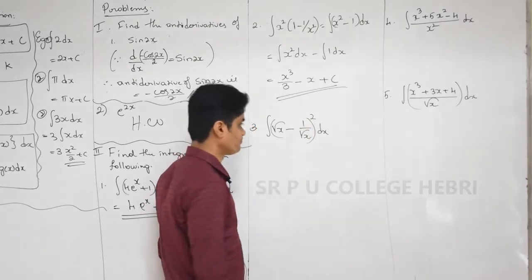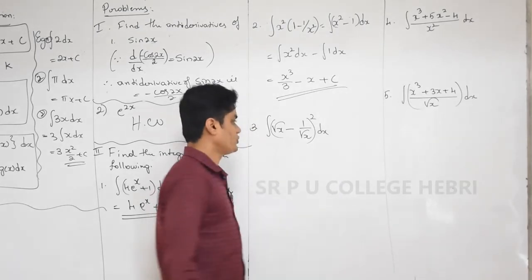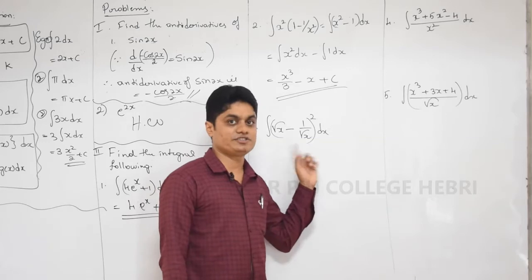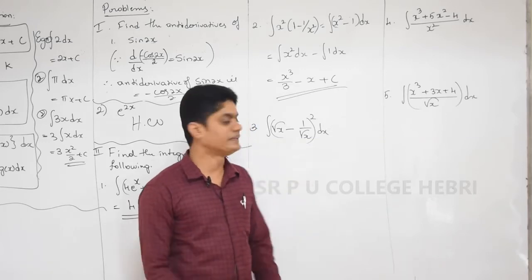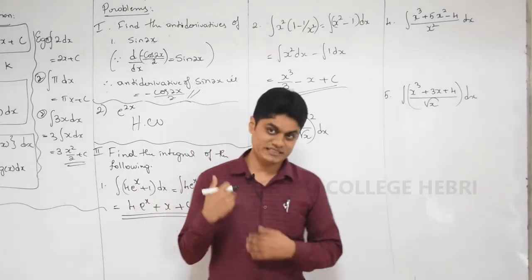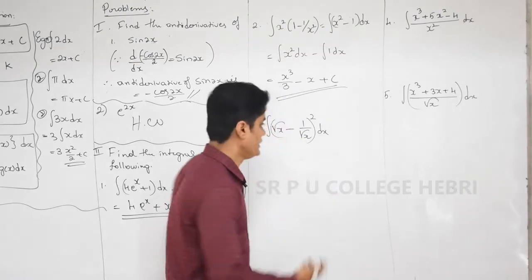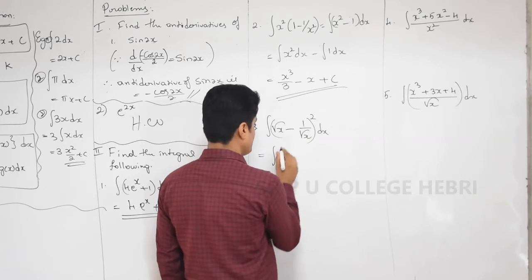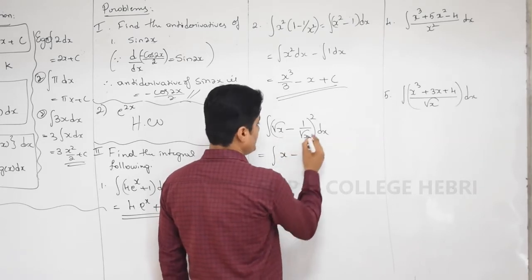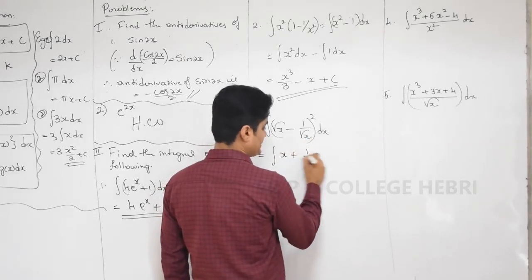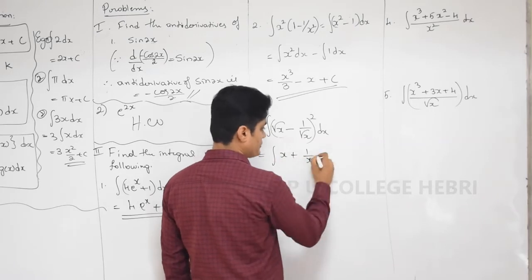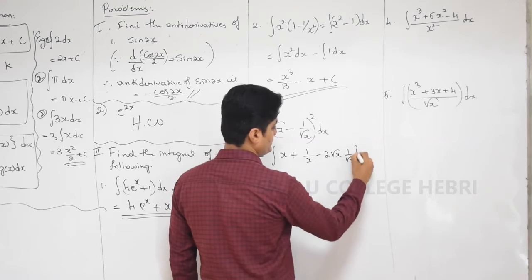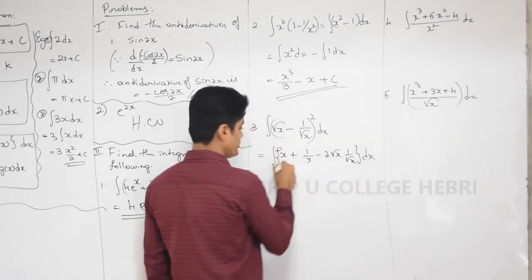Next one, evaluate (root x minus 1 by root x) whole square. See, ಇದೇ ಡಿಫರೆನ್ಸಿಯೇಷನ್ ಅಲ್ಲಿ ಆಗಿದ್ರೆ ಚೈನ್ ರೂಲ್ ಯೂಸ್ ಮಾಡ್ಕೊಂಡು ಸಾಲ್ವ್ ಮಾಡಿಬಿಡಬಹುದು, but here we don't have the chain rule, so this should be simplified before integration. ಹೇಗೆ ಸಿಂಪ್ಲಿಫೈ ಮಾಡೋದು? There is no other option, you have to expand it. So expand ಮಾಡಿ, root x whole square ಏನೋ x, 1 by root x whole square ಏನೋ 1 by x, and a square plus b square minus 2ab. Correct ಅಲ್ವಾ? a minus b whole square ಯೂಸ್ ಮಾಡಿದ್ದು, right?